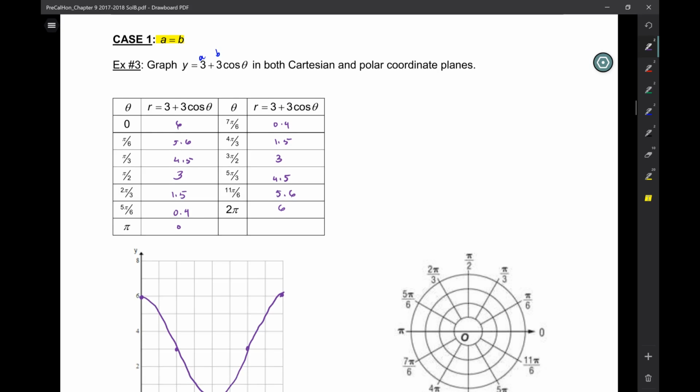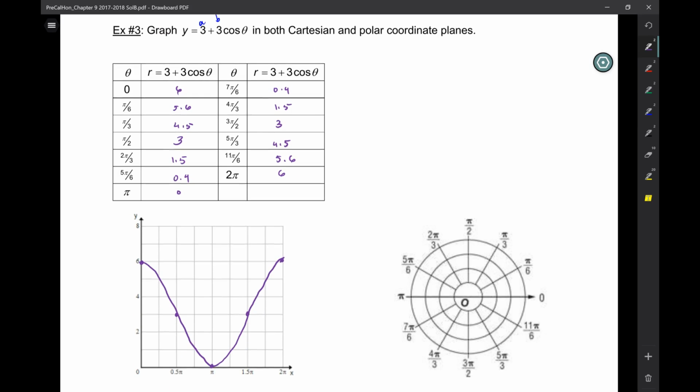Okay, so let's recap, right? 3 plus 3 cosine theta. At theta equals 0, I have my maximum radius. Then I have a minimum radius of 0 at pi, and then a maximum radius. If you just translate that mentally onto the polar graph, when theta equals 0, my radius is a maximum of 6, okay? And then, as I move closer to pi, the radius gets smaller and smaller.